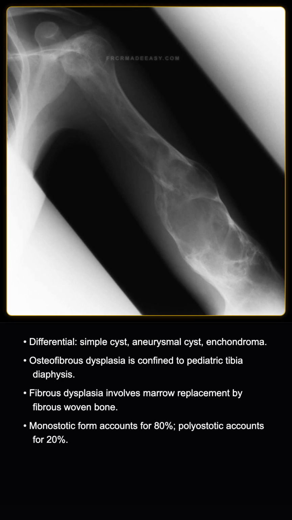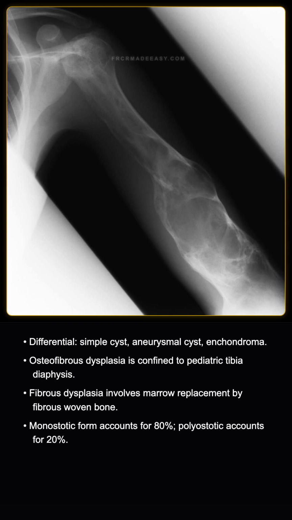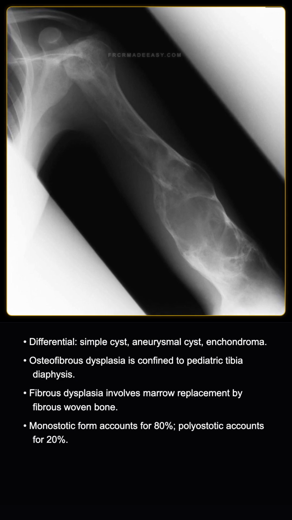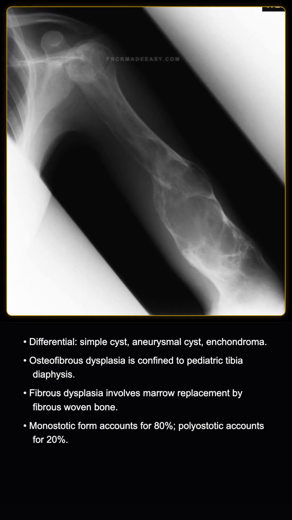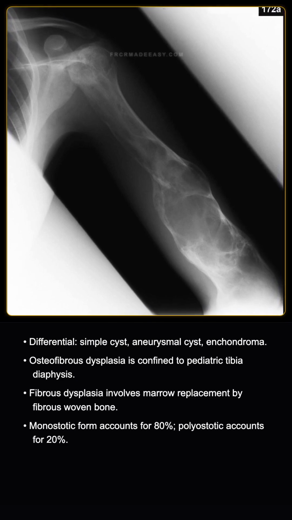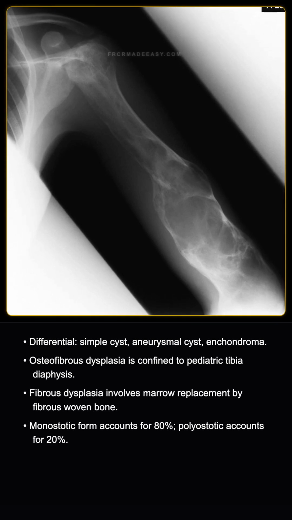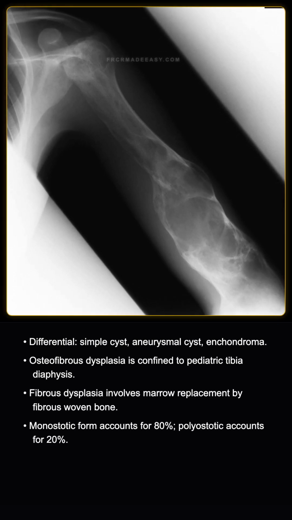Fibrous dysplasia represents a developmental anomaly of osteoblastic differentiation, where medullary bone is replaced by fibrous matrix and immature woven bone. It can present as a monostotic form in 80% of cases, or a polyostotic form in 20%, which can involve the pelvis, femur, and facial bones.